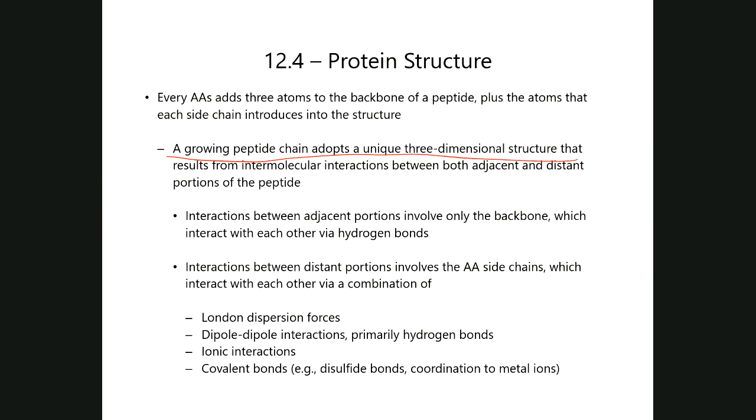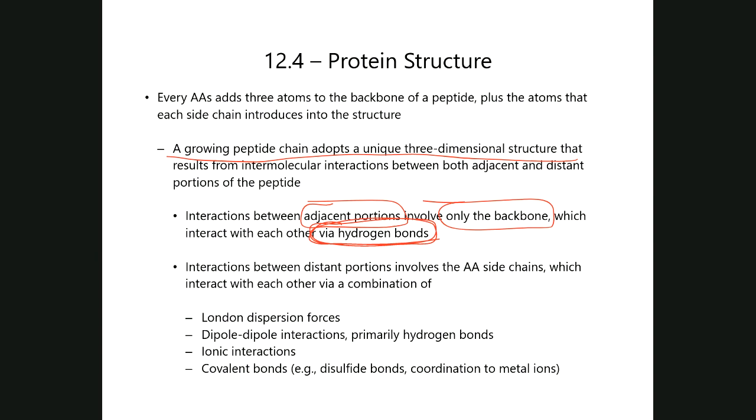The interactions can be from portions of the structure that are close to each other, or it turns out they can be from portions of the structure that are far away from each other, depending on how the protein folds on itself. Okay? So the interactions associated with adjacent or nearby portions only involve that backbone or mainframe, and that interaction only involves hydrogen bonding.